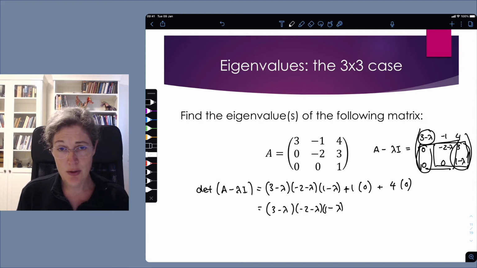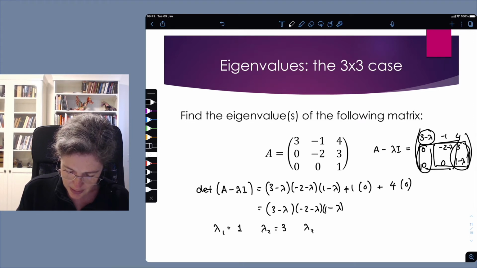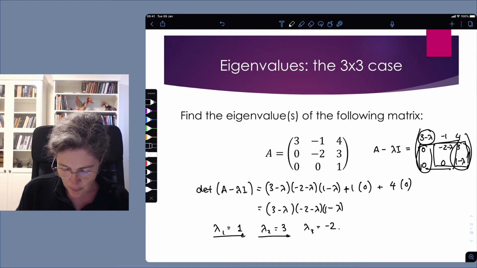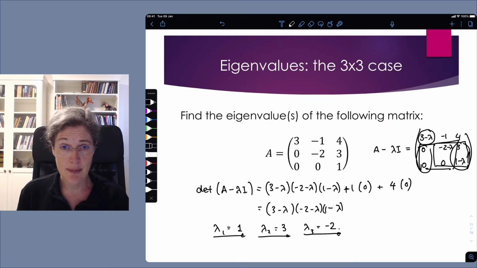So it is conveniently already factorized, and we can just write out straight away that we have lambda 1 is equal to 1, lambda 2 is equal to 3, and lambda 3 is equal to -2. So we have 3 eigenvalues for this 3 by 3 matrix. Okay, that's nice.